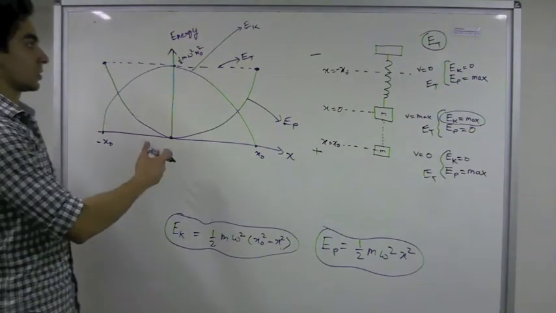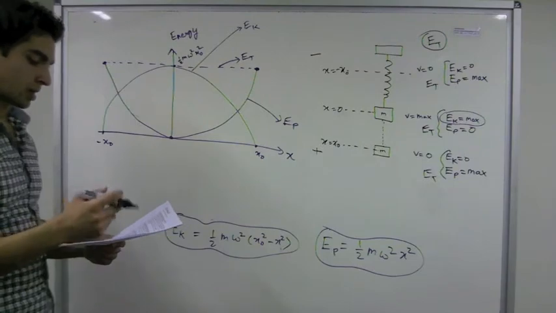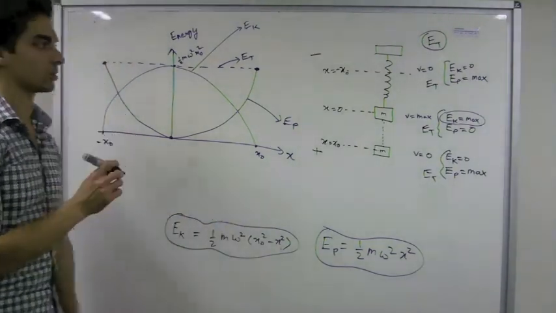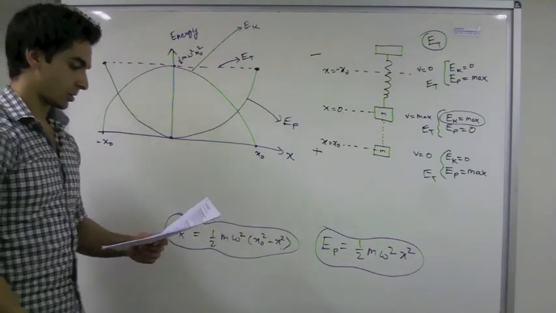So that's energy in simple harmonic motion, and you should be able to ask the student to solve a few problems, both graphically and by calculation, using the energy in SHM. So that's 4.2.